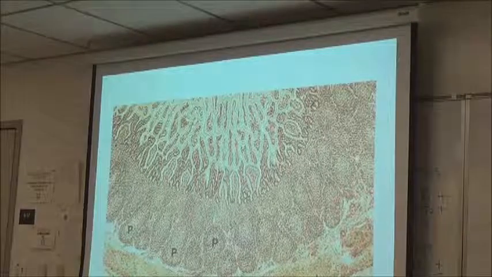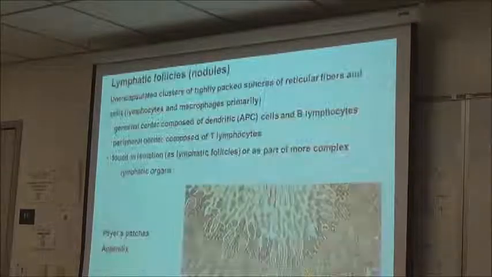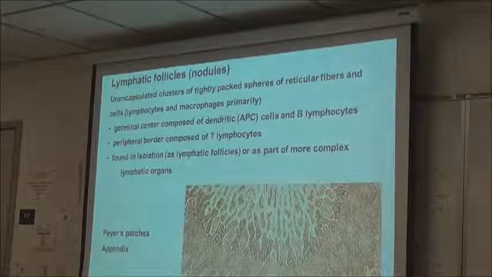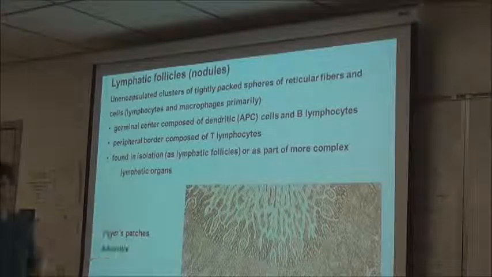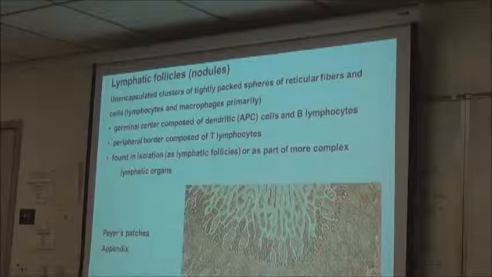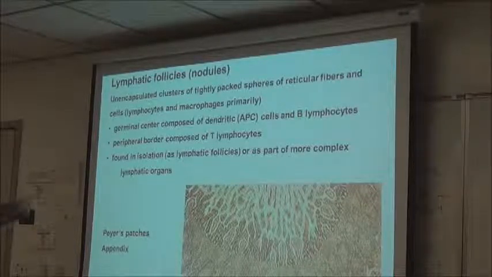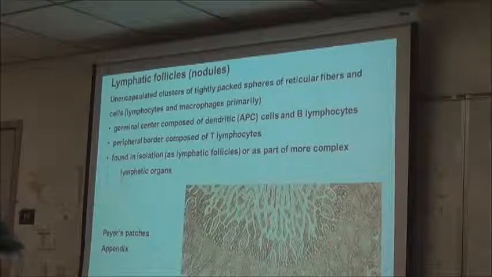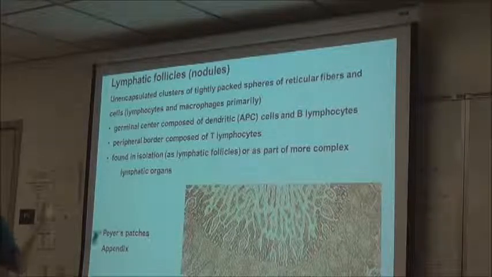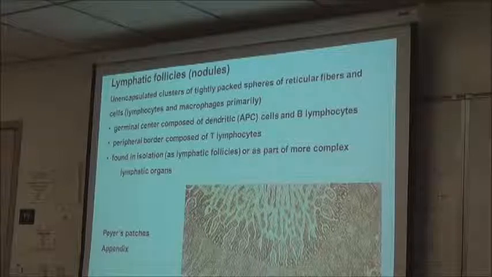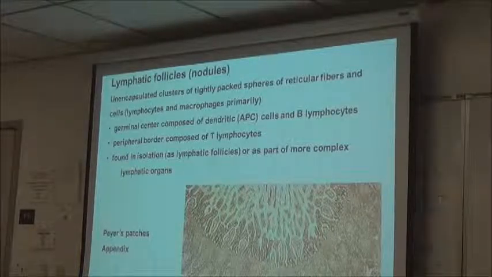So those are Peyer's patches, specifically that term for a high accumulation of lymphatic follicles in the ileum. All right, so no capsule, lots of reticular fibers with lymphocytes and macrophages, some antigen-presenting cells, the dendritic cells we talked about in Bio 430 with SCAN are found there as well.